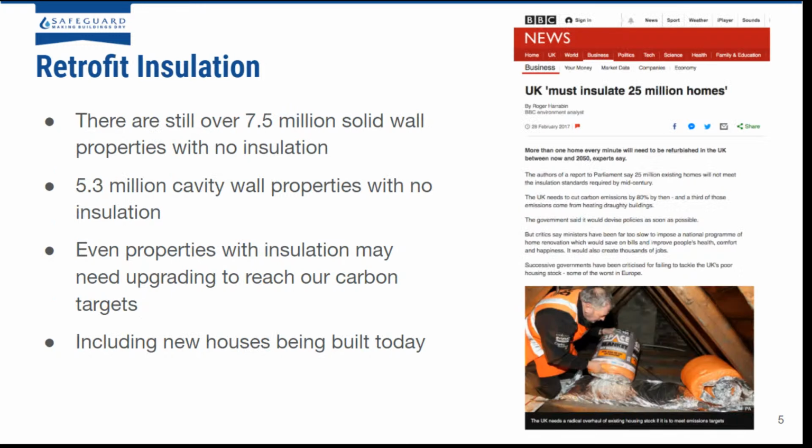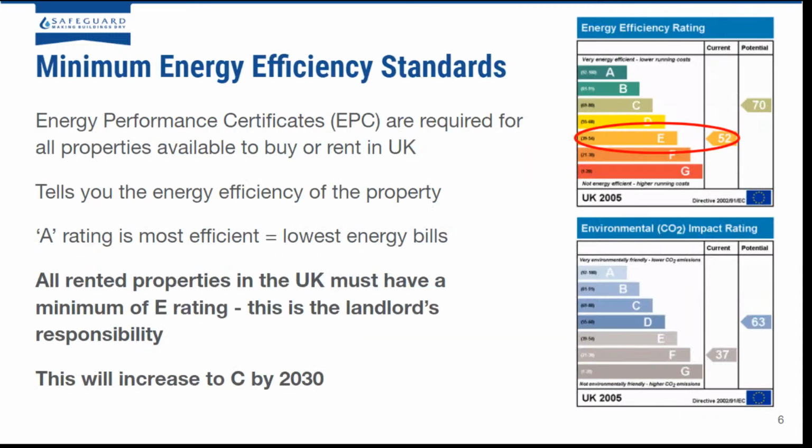So how do we fix this? Obviously retrofit insulation is one of the best ways to fix this. There's still over 7.5 million solid wall properties with no insulation, and about 5 million cavity wall properties with no insulation. And even properties that currently might have insulation may need upgrading to better reach our carbon targets, which includes new housing being built today.